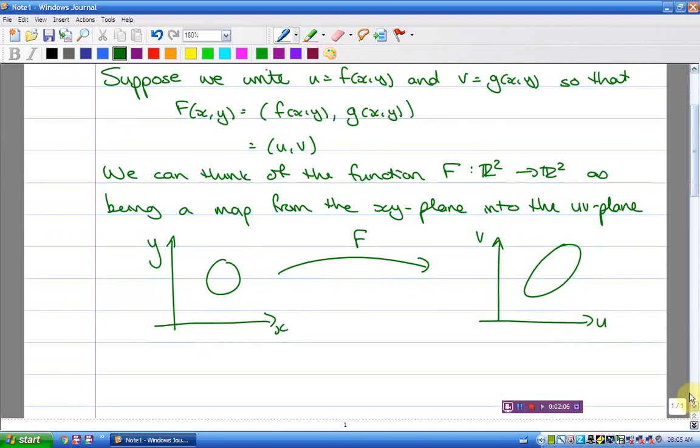Yes, question? Yeah, no, it's the same. So, before I was using T for transformation, I'm using a big F for function. It's just a choice of symbol.